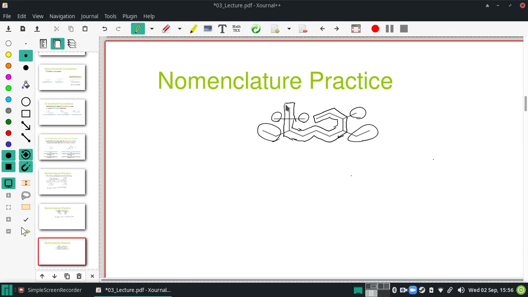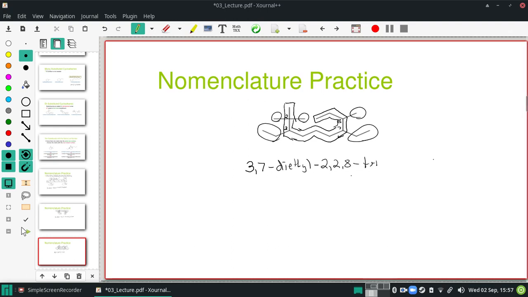All right. Now we want to number that backbone. And this one's a little bit easier to see because 1, 2 we get to a substituent versus 1, 2, 3. So that's the 2 position, 3, 4, 5, 6, 7, 8. And I have ethyl positions and I have methyl positions, so I'm going to do the ethyls first. So 3, 7, diethyl, 2, 2, 8, trimethyl, 9, 10, decane.